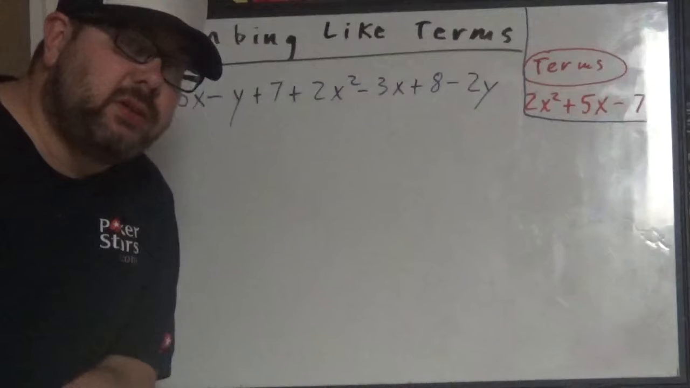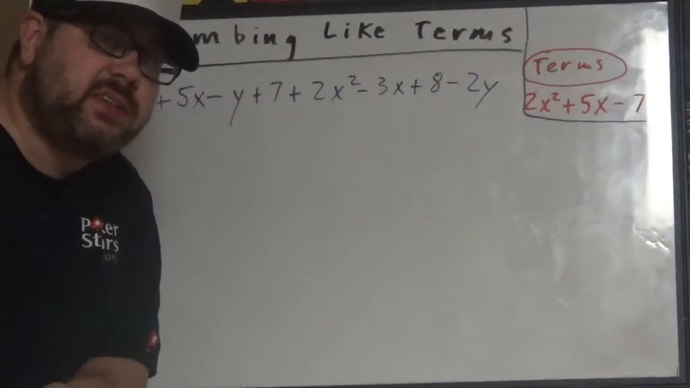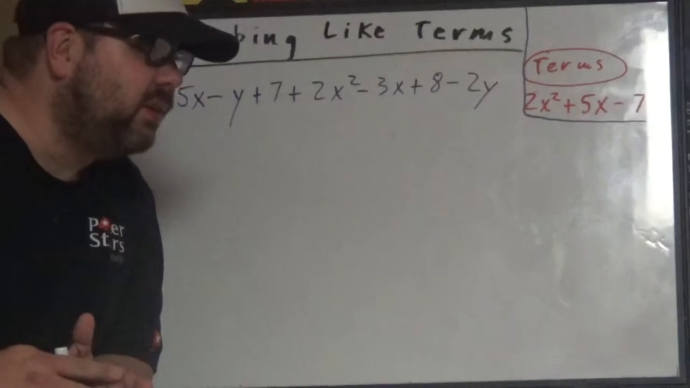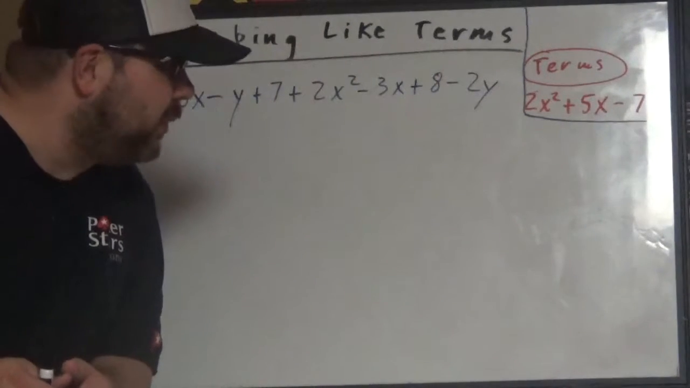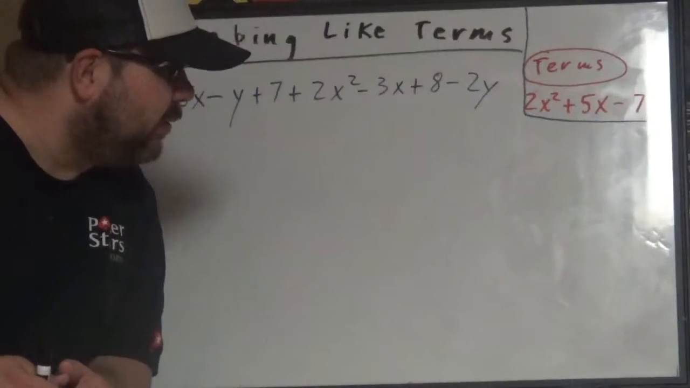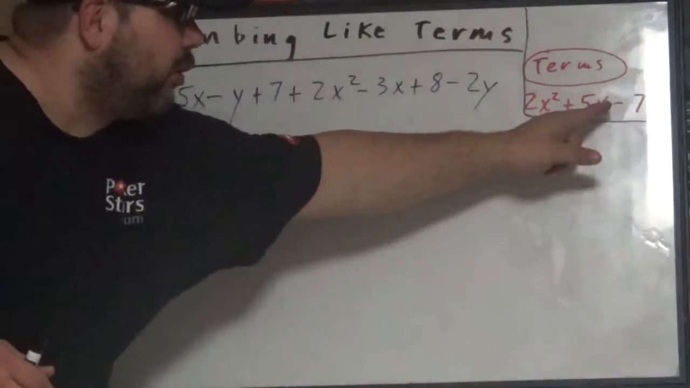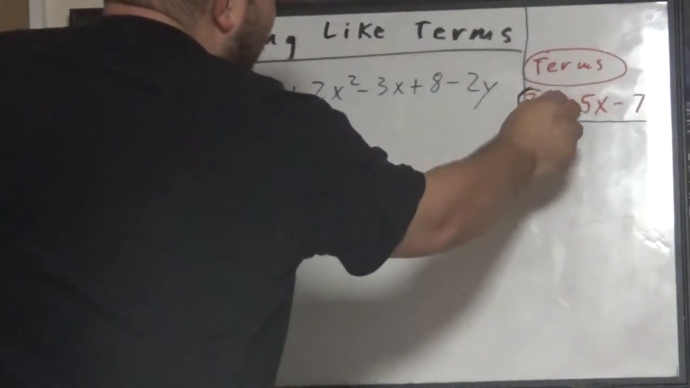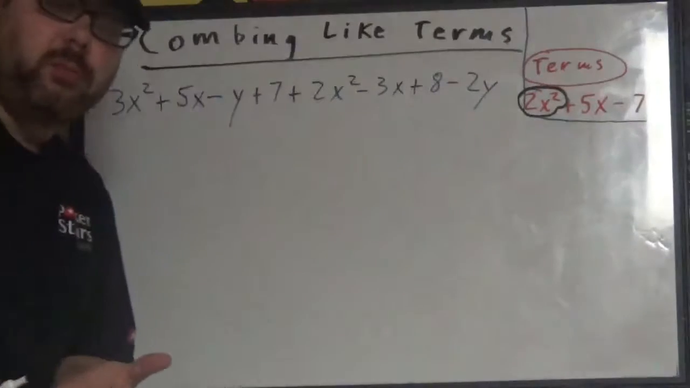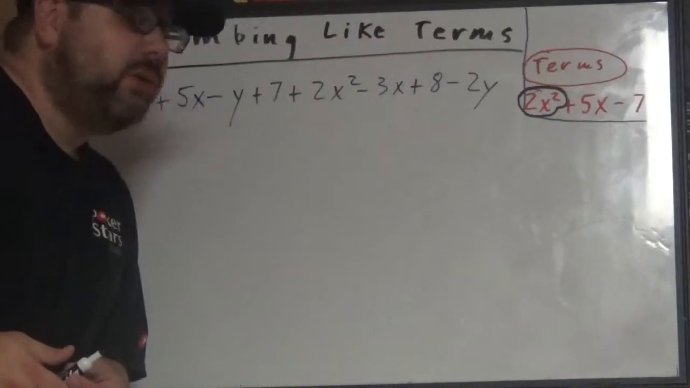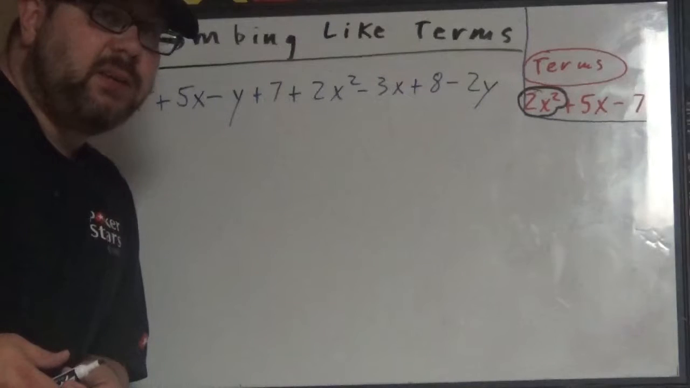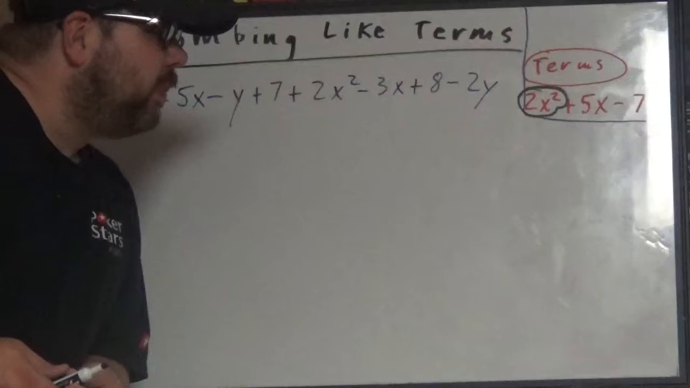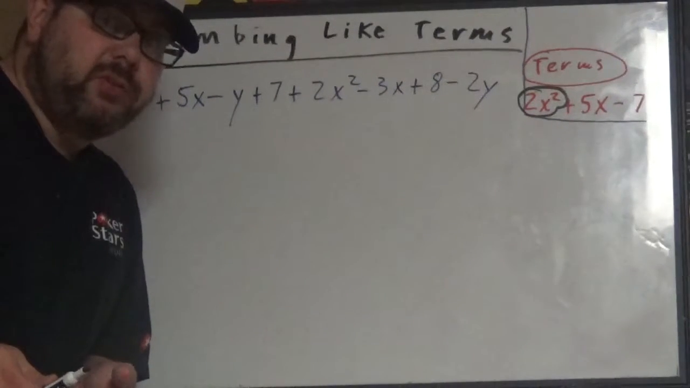A term is some combination of letters, which are called variables, and numbers that are separated by either a plus or a minus sign. So in this example, 2x squared is one term. Even though there are two different numbers and a variable, it's one term because it is separated from the others by a plus sign.